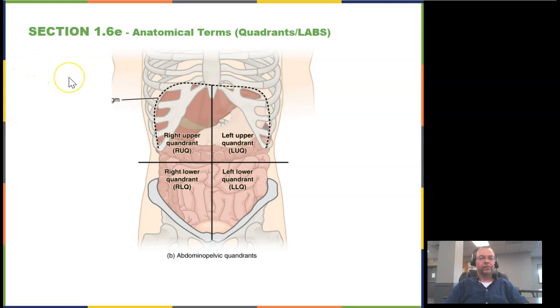Okay, section 1.6e, anatomical terms, specifically quadrants/LABS. You'll understand what that means in just a few minutes. So here we have the patient.